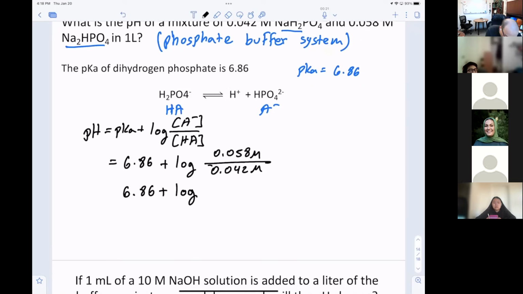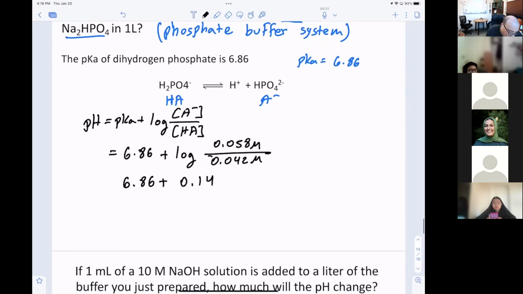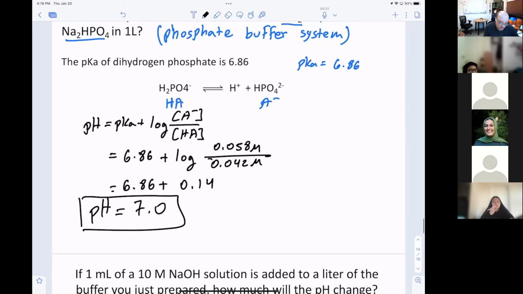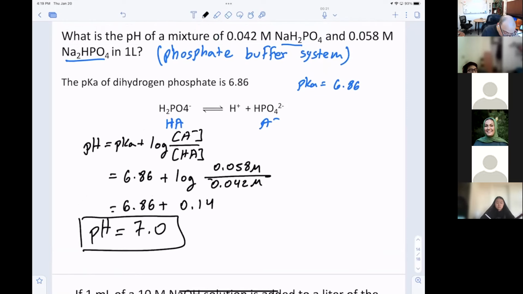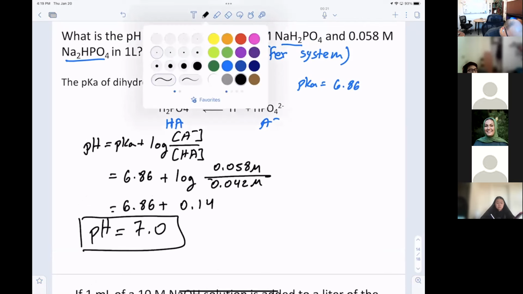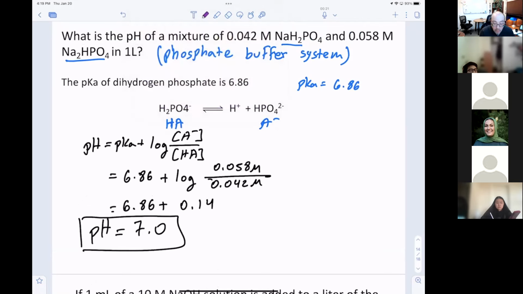So if you do this, you will get 0.14. So here, if I calculate the pH, it will be equal to 7. The one more thing I want you to look at here is some conceptual understanding of what's happening. This seems to be very simple, and I really don't want you to complicate it more than what it seems here. It's pretty much plugging in the numbers.